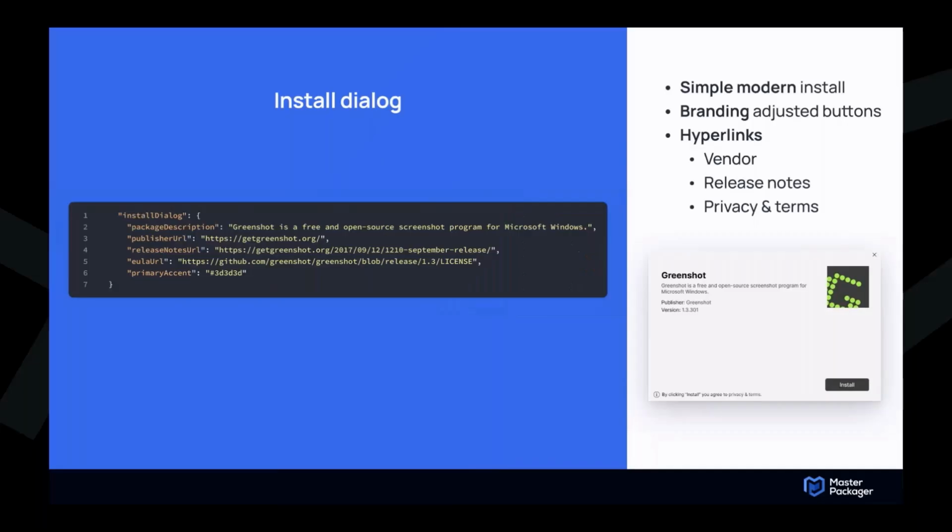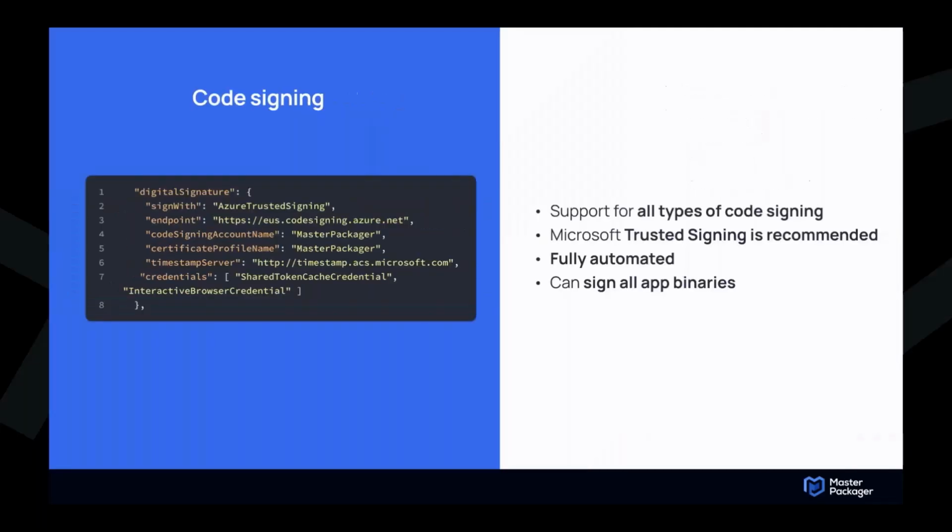Install dialog, important for home users, but as well can help for IT pros when they are validating the new installer they're getting. So simple modern look with the branding and as well hyperlinks under the publisher values and version directing you to the vendor site and release notes so you know what you are installing.